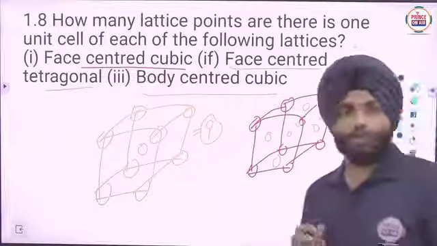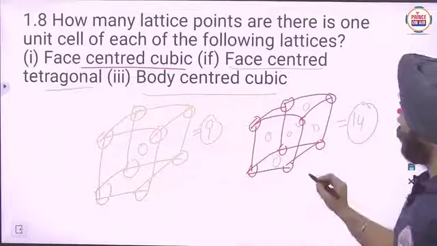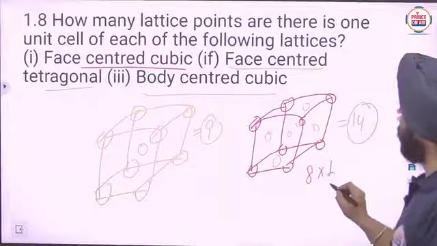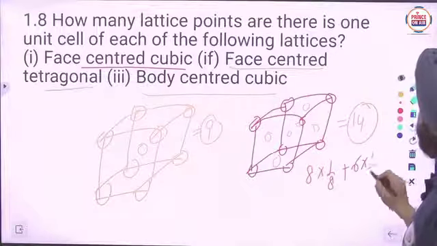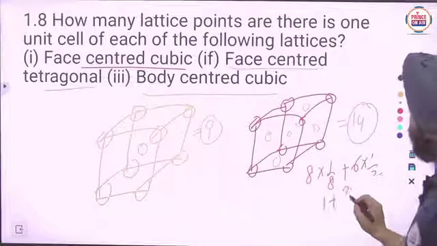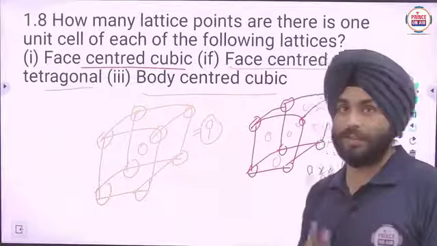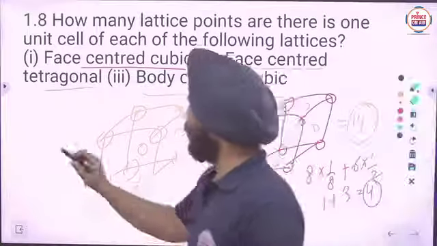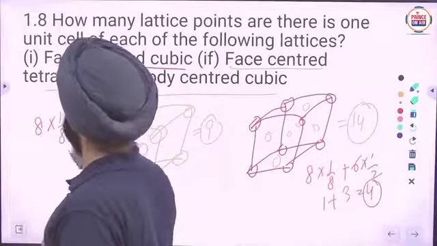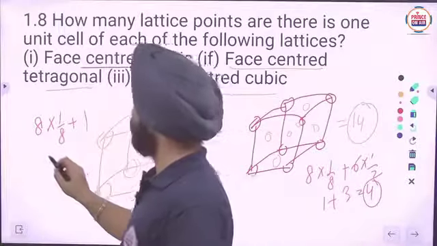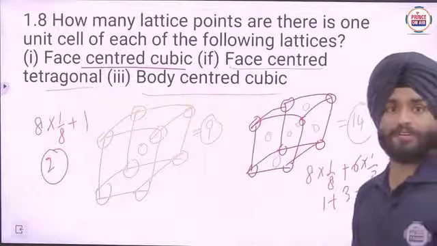Now if you want to give the contributions, total particles contribution, here 8 particles are having 1/8 contribution plus 6 particles are having 1/2 contribution, so 1 plus 3, total particles will be 4 here. Okay, number of particles. Here 8 particles which are at corner are having 1/8 contribution, plus at body center it is having 1, so it will be 2. All that part we have discussed in detail.